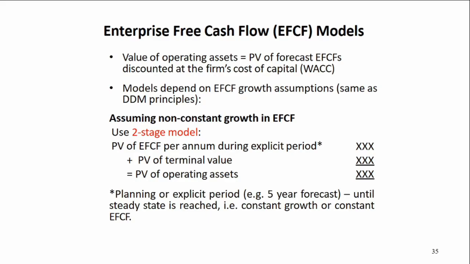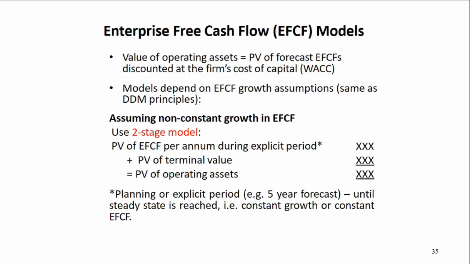The enterprise free cash flow is based on the same growth assumptions as the dividend discount model. So at some stage, growth is expected to be constant into infinity. So there will be two stages to this model. If there is a period of non-constant growth in the enterprise free cash flows, this will be known as the explicit or planning period. We need to split our model in two.